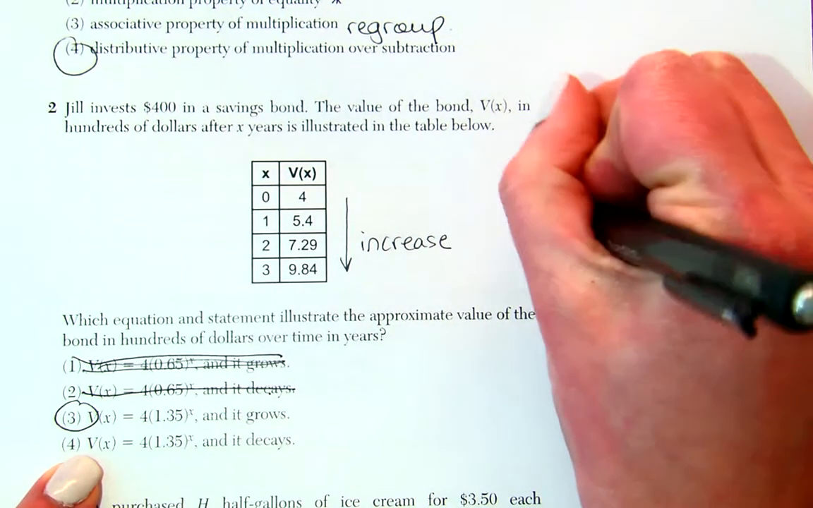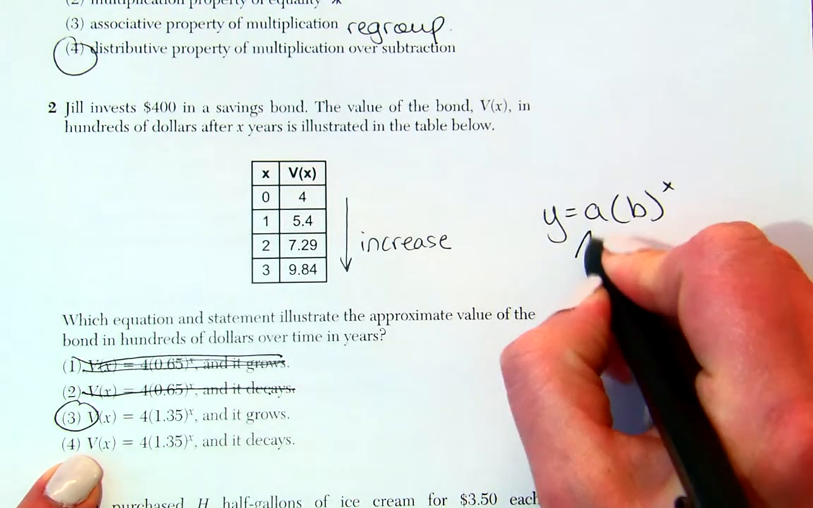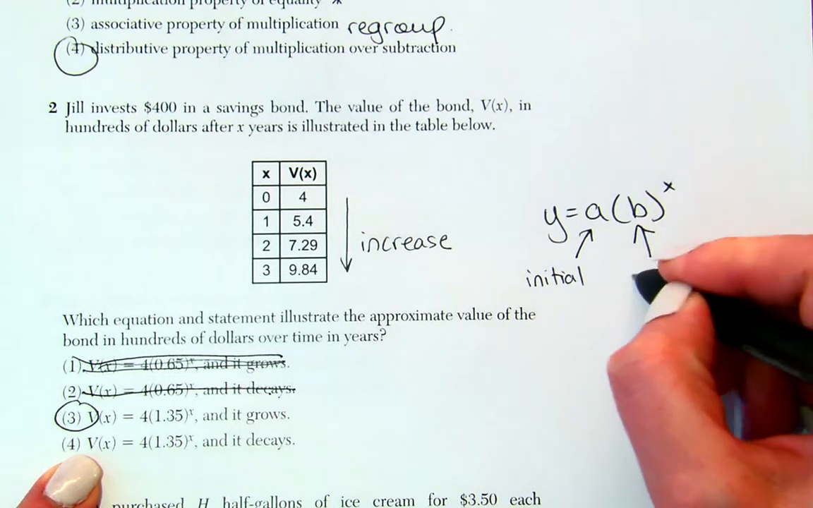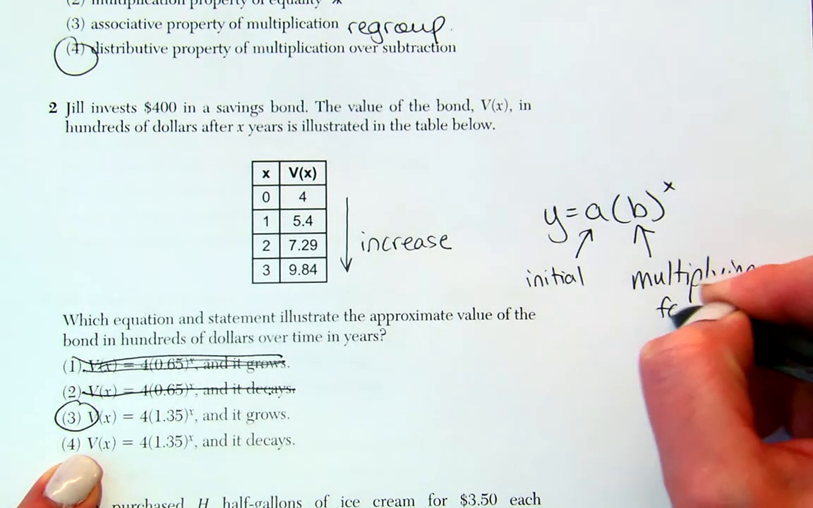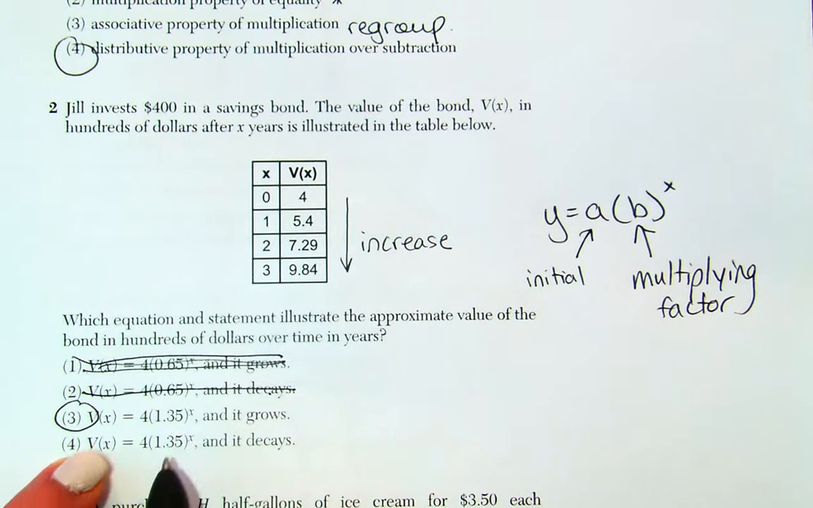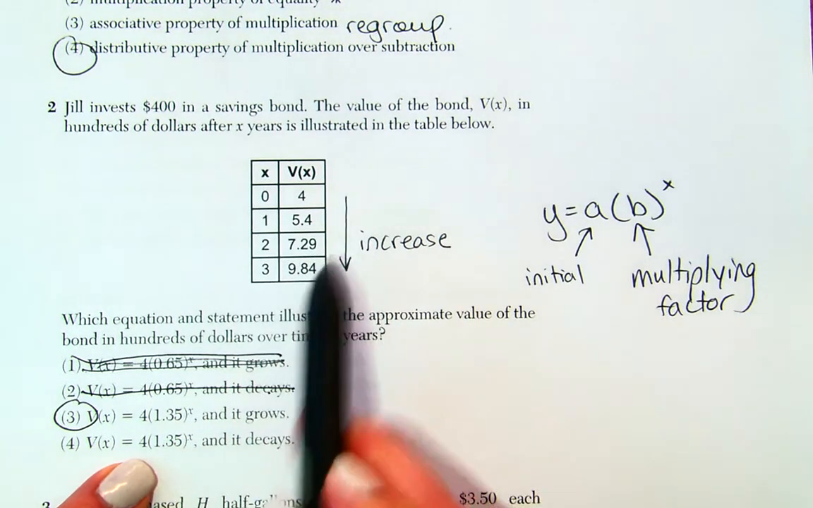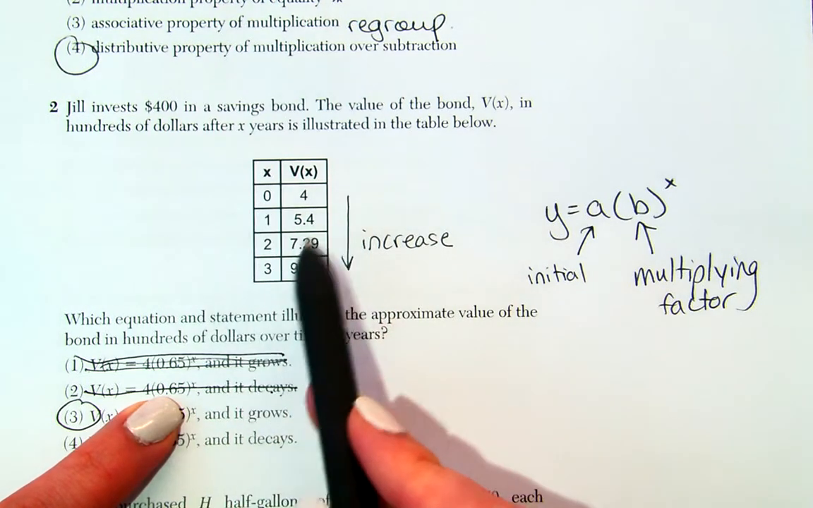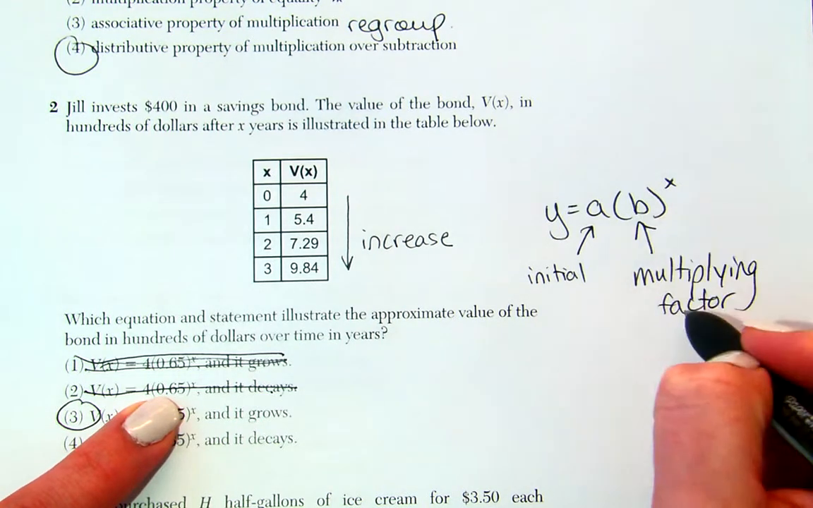This also comes from the equation of an exponential function where A is our initial and B is our multiplying factor. So our multiplying factor will be greater than 1 if I am growing, and it will be less than 1, like this point between 0 and 1, rather, if it's 0.65 when it is decaying, so when I am decreasing. So how do we determine our multiplying factor?